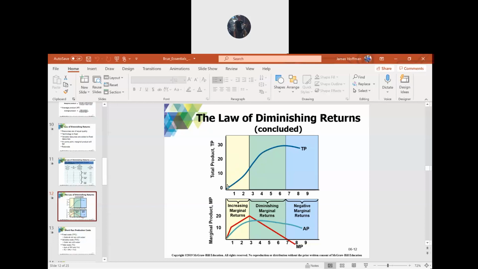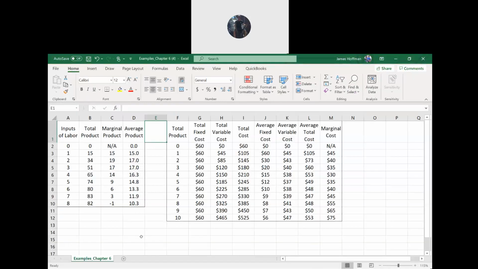So we should get, at the first stage, initially increasing returns, and then in stage 2 diminishing returns, and then in stage 3 negative returns. Okay, so let's see if we get that. All right, I'm going to take units of labor and total product and make a little graph. You don't have to do this, but I'm just trying to illustrate, based on the example, that we get diminishing returns.